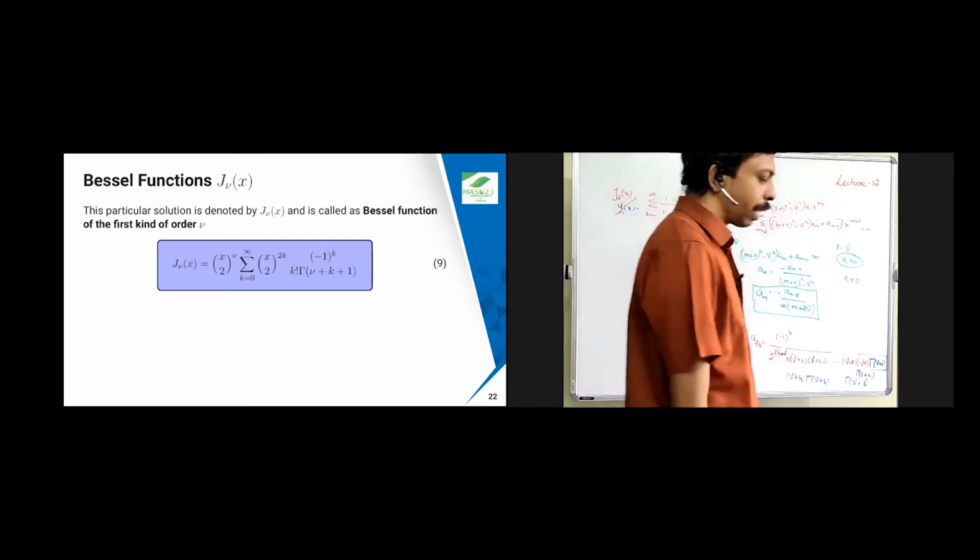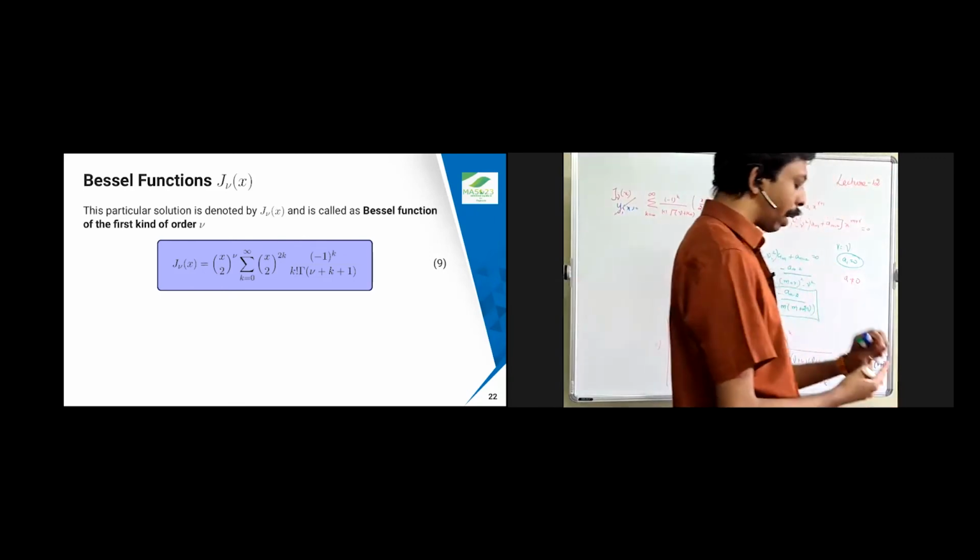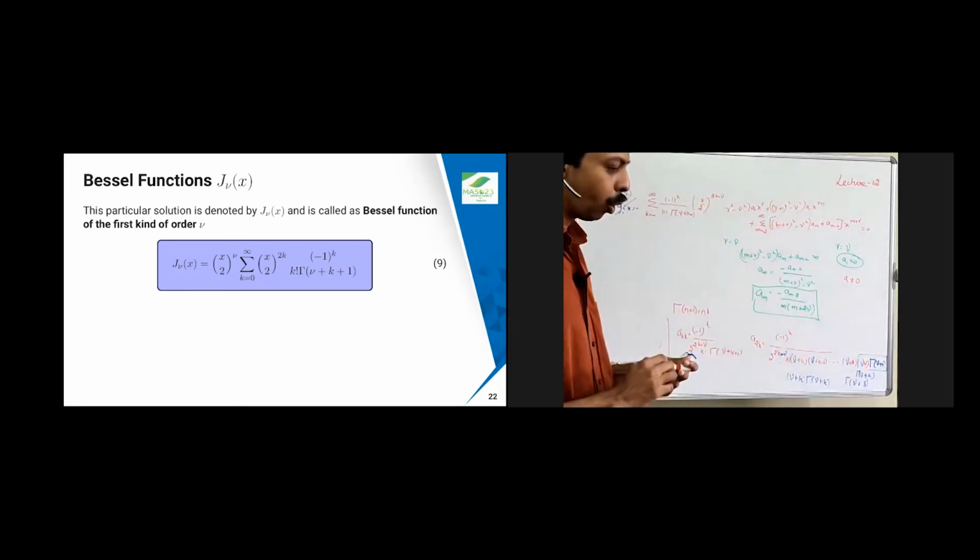Bessel functions of the first kind of order nu. If I put nu equal to n, that is going to be j n of x. That's a particular case of this one.